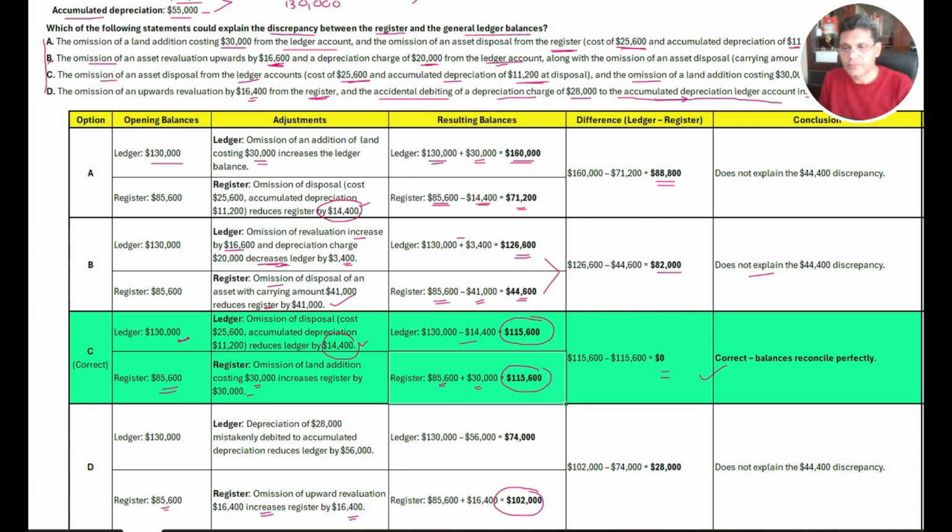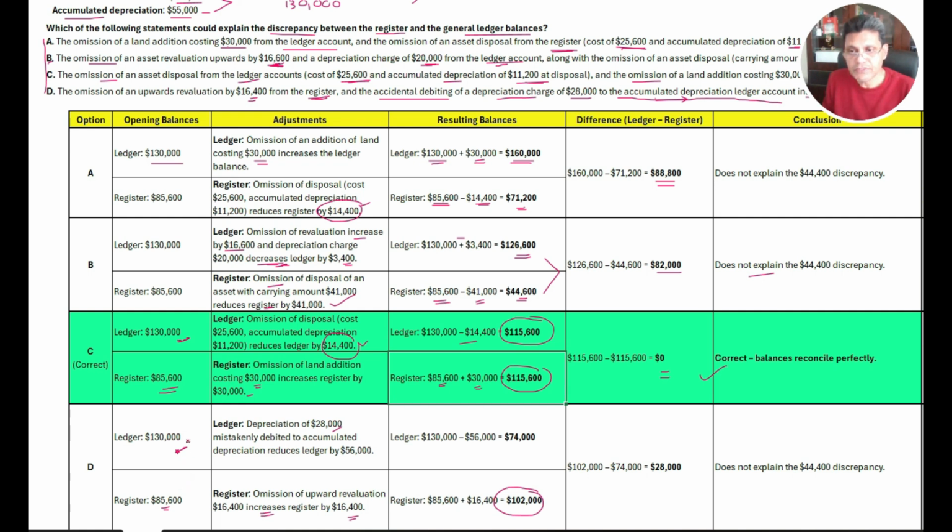So this accidental debiting of a depreciation charge of 28,000 to the accumulated depreciation account, instead of crediting it, effectively reduces the accumulated depreciation balance, which incorrectly increases the carrying amount of the ledger balance.